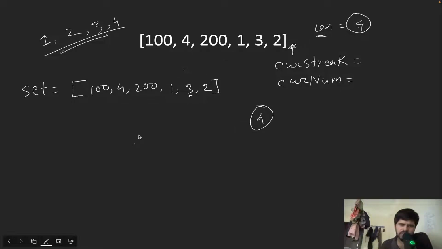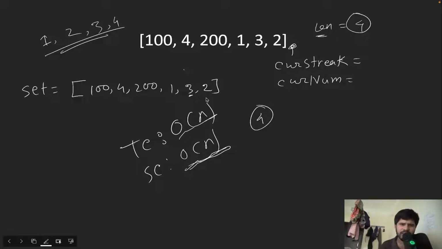The time complexity of this algorithm is O of n, and the space complexity is also O of n, because we are storing every single element in our set data structure. For the worst case, we will have n elements in our set. Now you might be worrying about this time complexity.